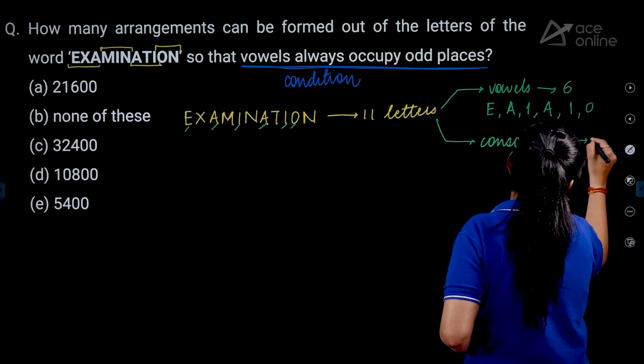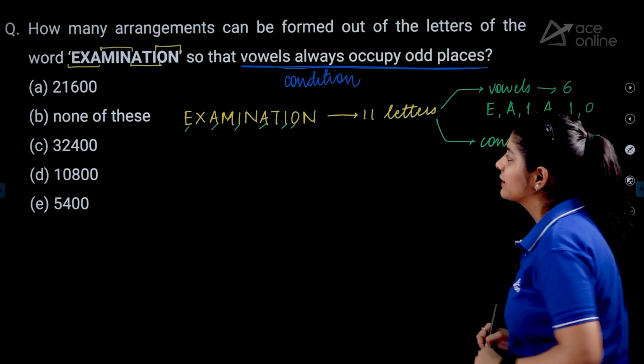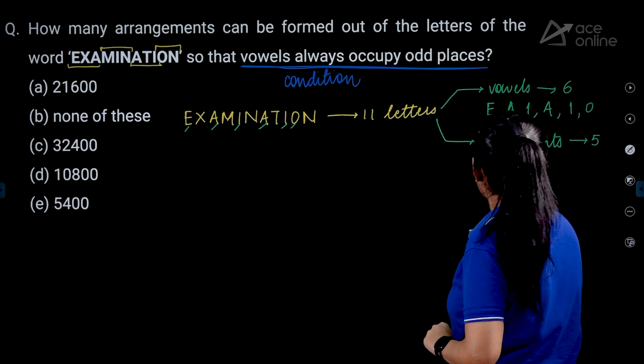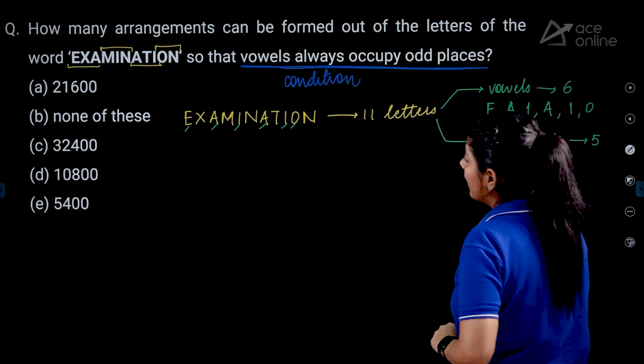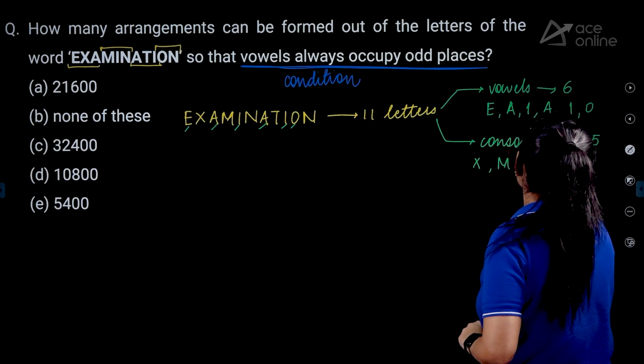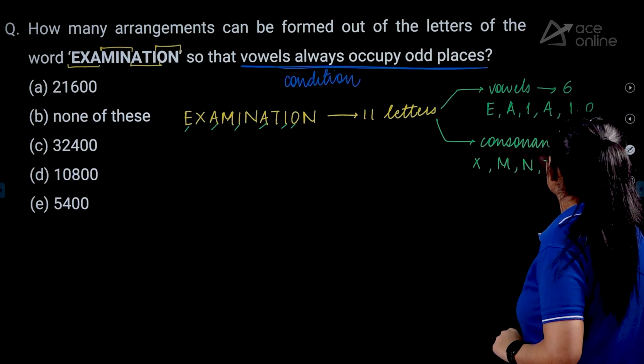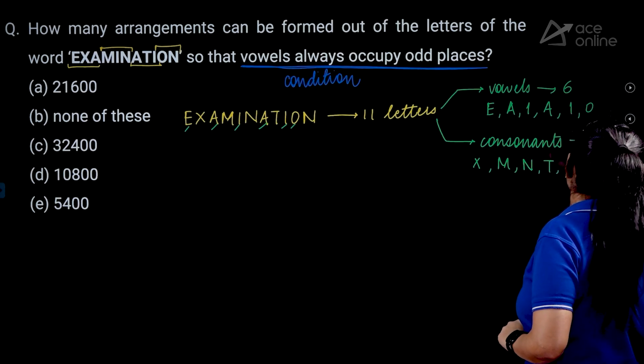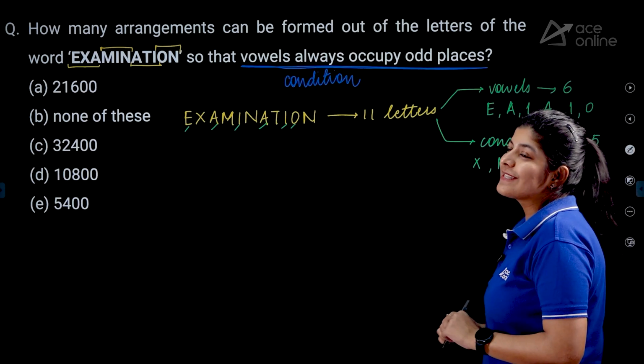The remaining 5 are consonants. And they are X, M, N, T, N. And here we are having 2 N's, right? Okay. Now, what does the question say?